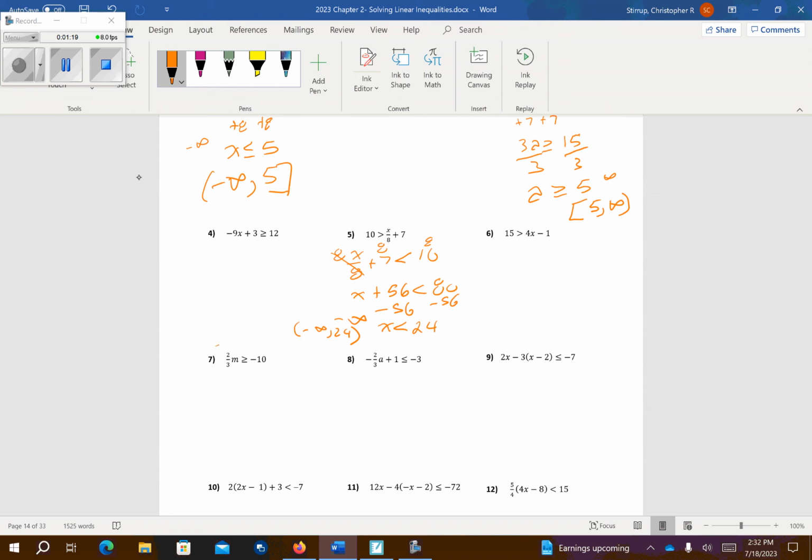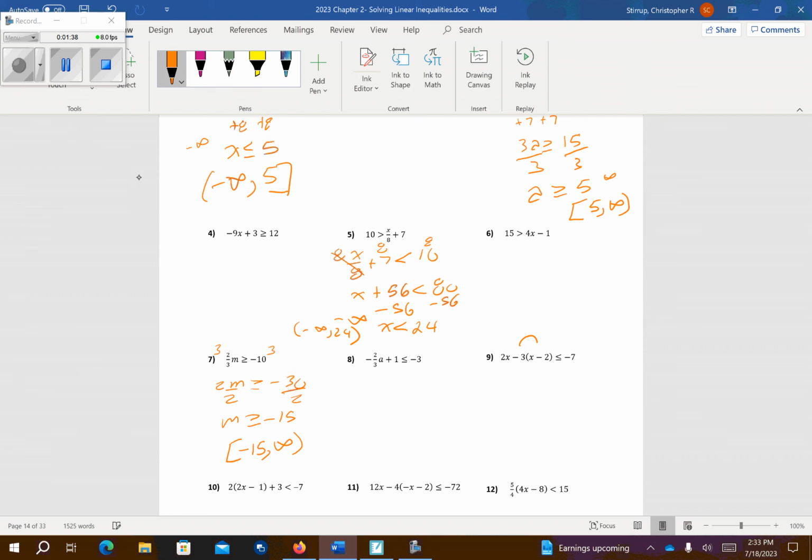Number 7, let's clear the denominator. Let's multiply each side by 3 first. So I get 2m is greater than or equal to negative 30. Divide each side by 2. So m is going to be greater than or equal to negative 15. And so it's going to go from negative 15, hard bracket, all the way to infinity, soft bracket.